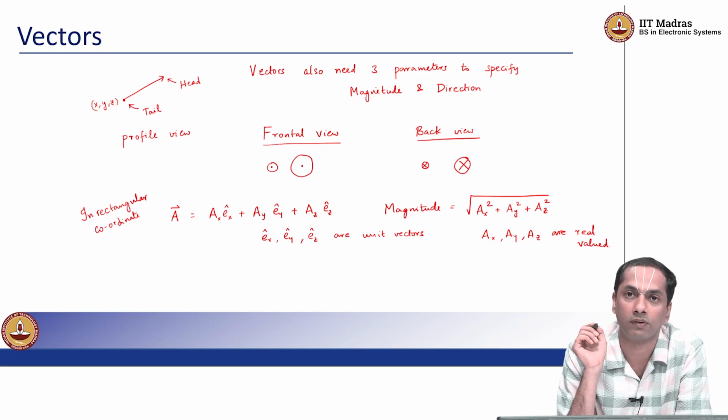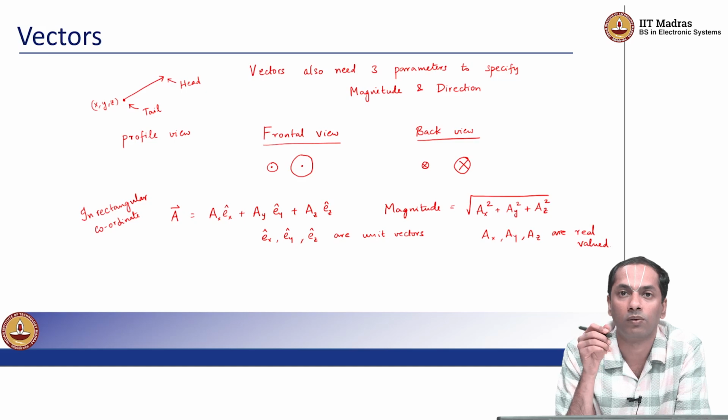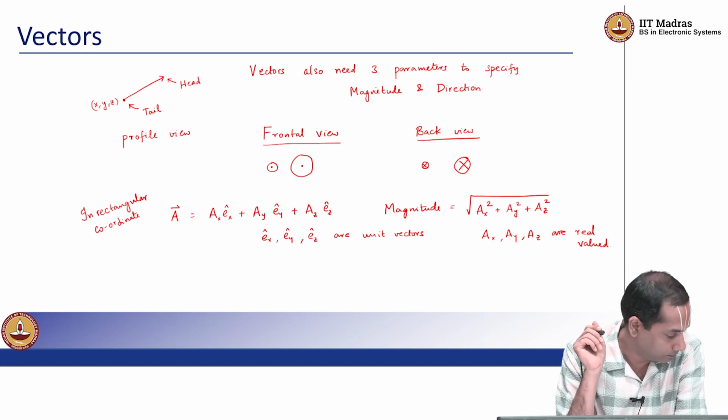So if I were to talk of a vector field, now each of these Ax, Ay, Az are now functions of x comma y comma z, right? So Ax, Ay, Az you can say are scalar fields, right? Because they are real valued and they change depending on the location x comma y comma z, right? So a vector field is actually a combination of three scalar fields, Ax, Ay and Az, because each of Ax, Ay, Az can be allowed to vary with x comma y comma z, right?